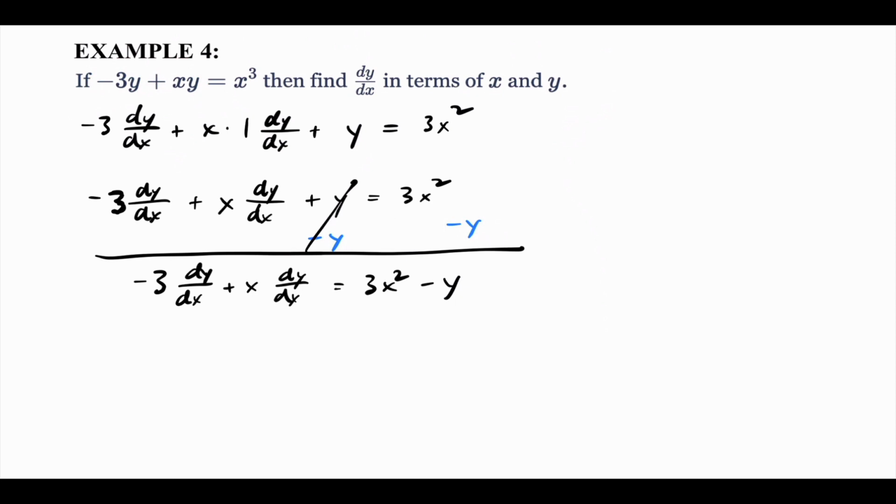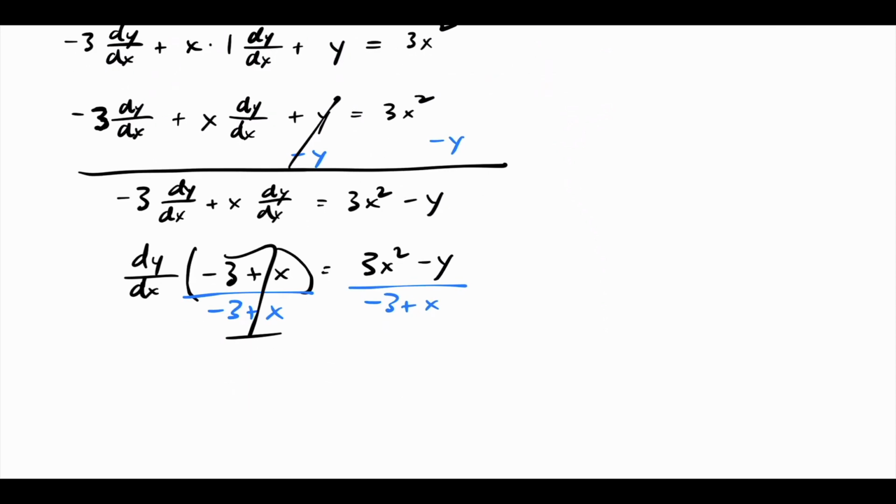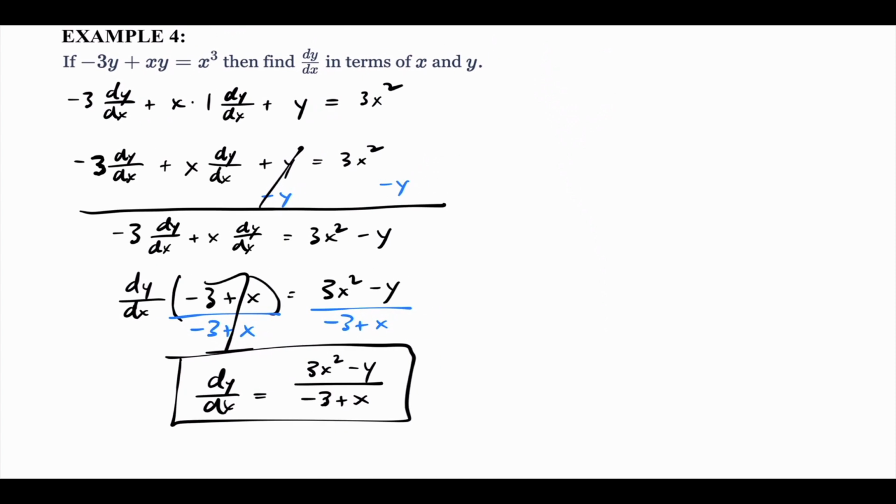Last step, get dy dx by itself. Divide by negative 3 plus x. dy over dx equals 3x squared minus y over negative 3 plus x. Okay.